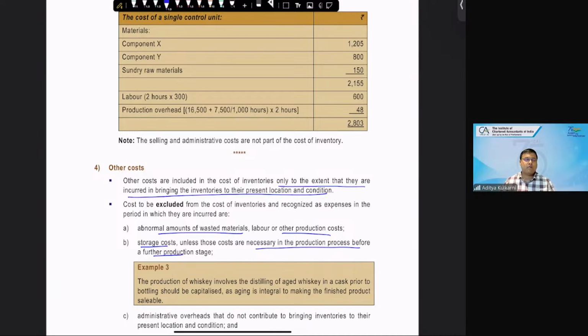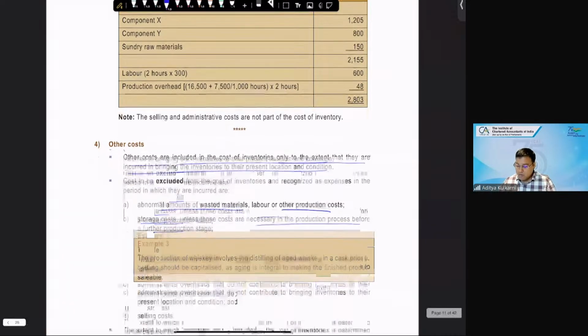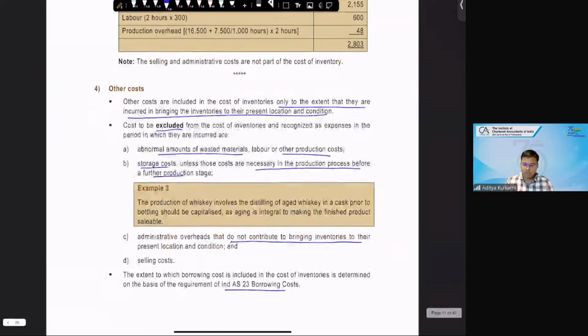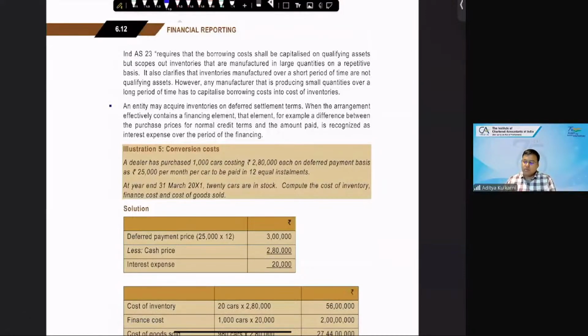Otherwise, storage cost will not be included. Abnormal amounts of wastage will not be included. Administrative overheads that do not contribute to bringing inventories to present location and condition will not be included. Selling costs will not be included. So these are the items that are going to be excluded. The extent to which borrowing cost is included will be determined under Ind AS 23 Borrowing Costs. So that you can study in Ind AS 23.